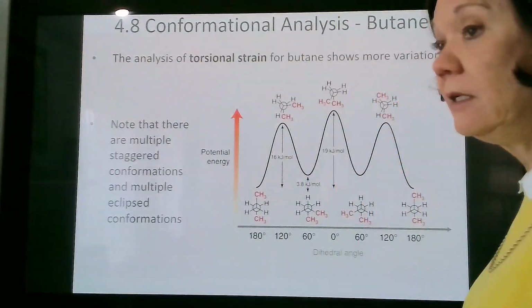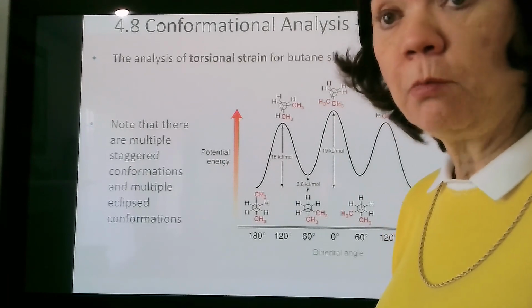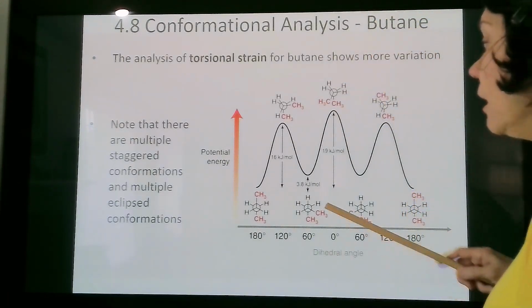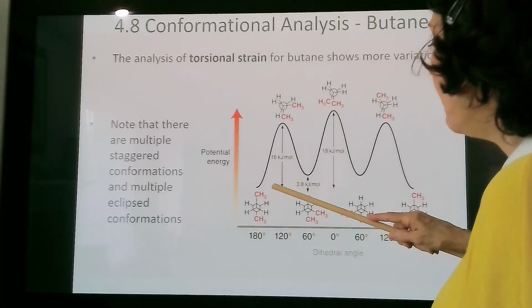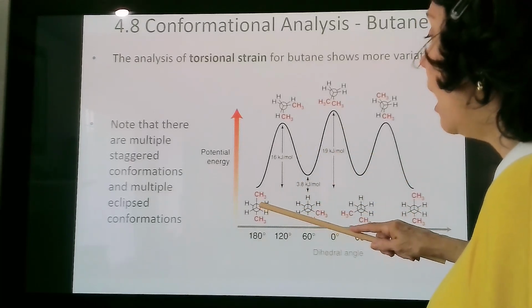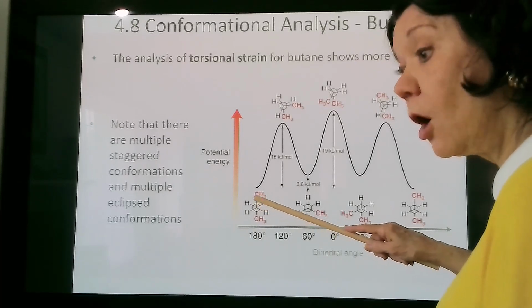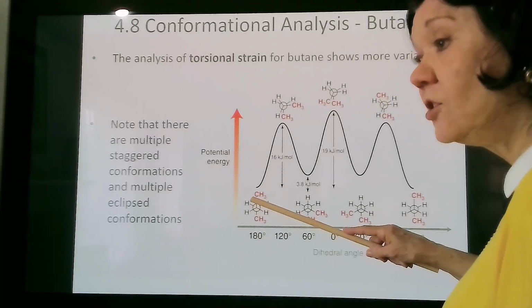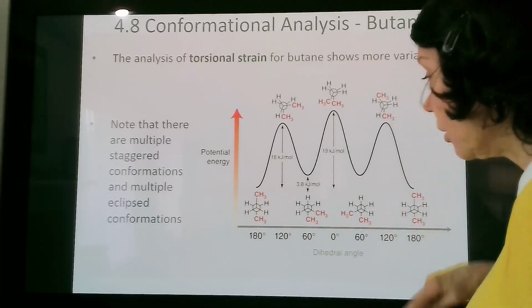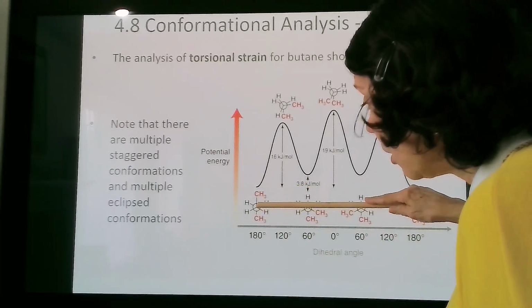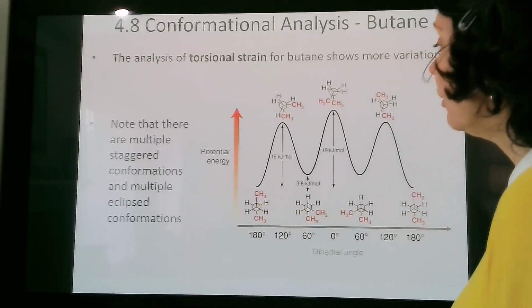That was not a complete discussion. That was just a demonstration of how to use your models and how to look at them. So here we're looking at the rotation of butane about the carbon bond between C2 and C3. And in the Newman projection here, we're looking down the carbon bond between C2 and C3.